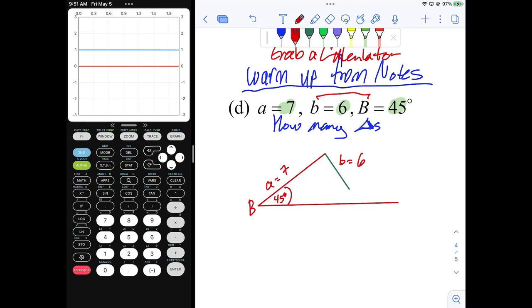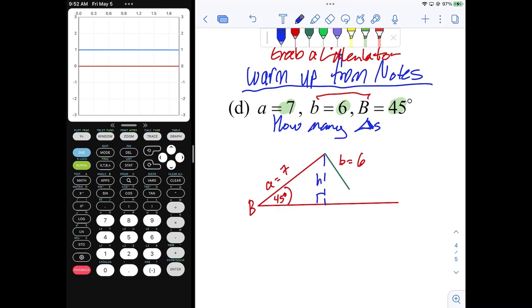And now the question is, how many solutions, right? Well, 6 is shorter than 7. And because 6 is shorter than 7, we don't know if it touches the other side, do we? It might be just long enough or it might be too short. We have to calculate something else. We got to calculate the altitude, right? We got to calculate the height.